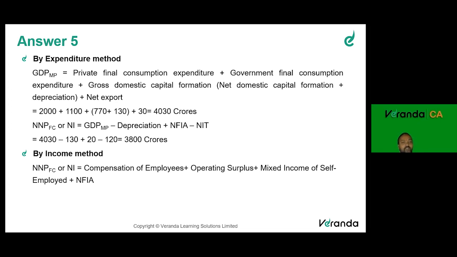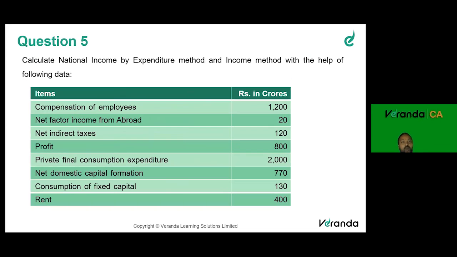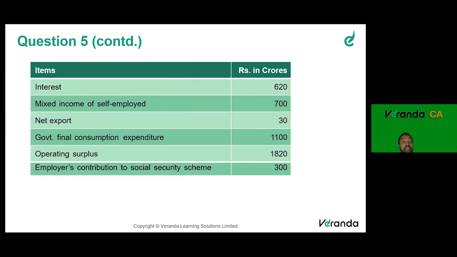It is straightforward, right? We all know what the compensation is here. So compensation of employees is 1,200 crores, and we have net factor income from abroad 20, that we need to add, and then mixed income of self-employed 1,700 crores we have to add. Exports are not coming here. Expenditure 1,100 will not come here, and then operating surplus 1,820 has to come here. Social security contribution we will not take.